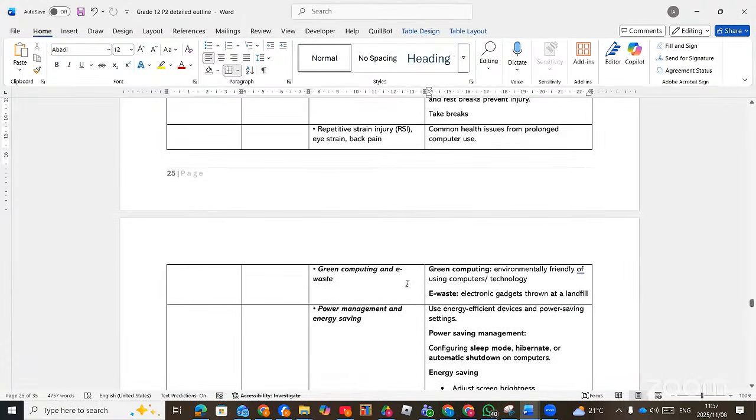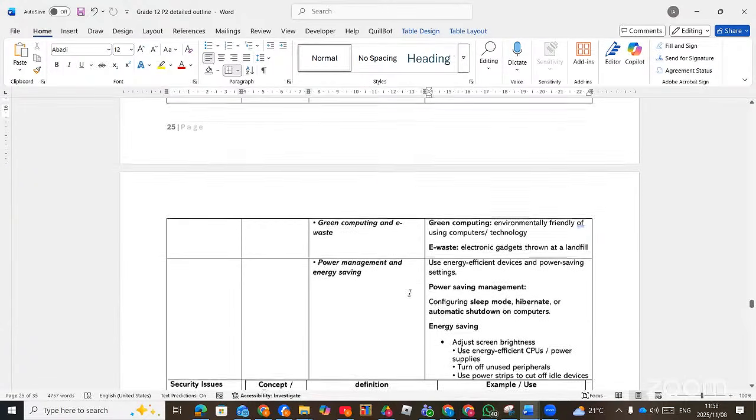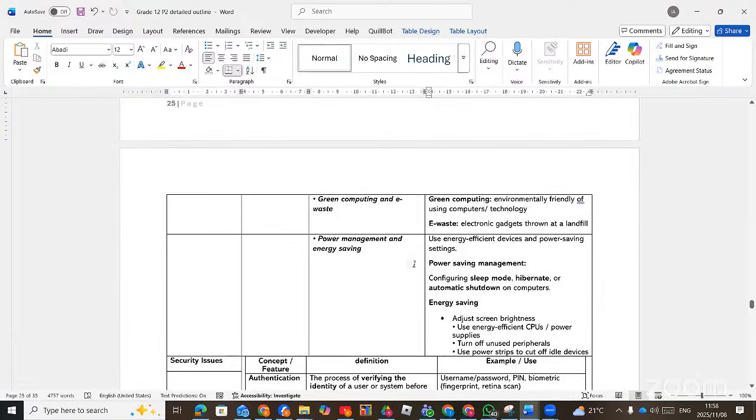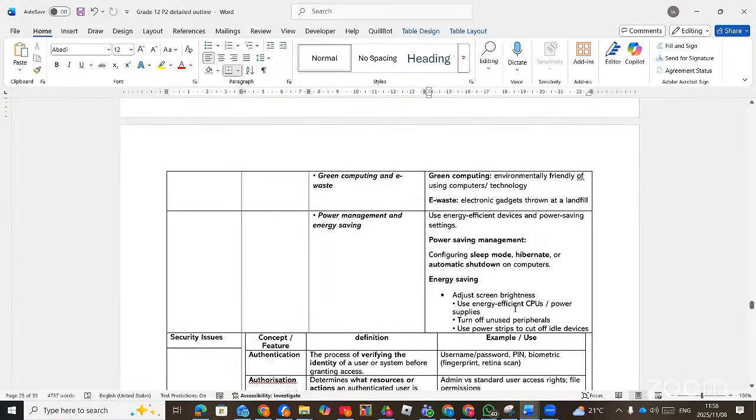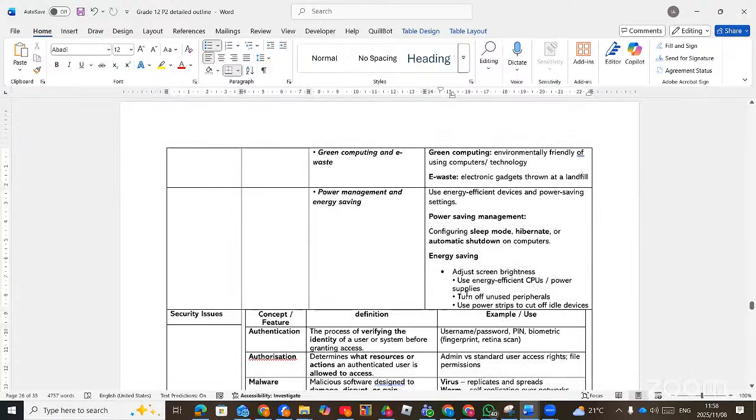And then green computing and e-waste. Environmentally friendly use of computers is green computing. And e-waste is when you discard electronic gadgets at a landfill. You must know the definitions. Then power and energy saving mode. If you are saving power: sleep mode, hibernate or automatic shutdown, changing the brightness, or using SSD instead of HDD. Those are energy saving things, turning off and other things that you need to do.